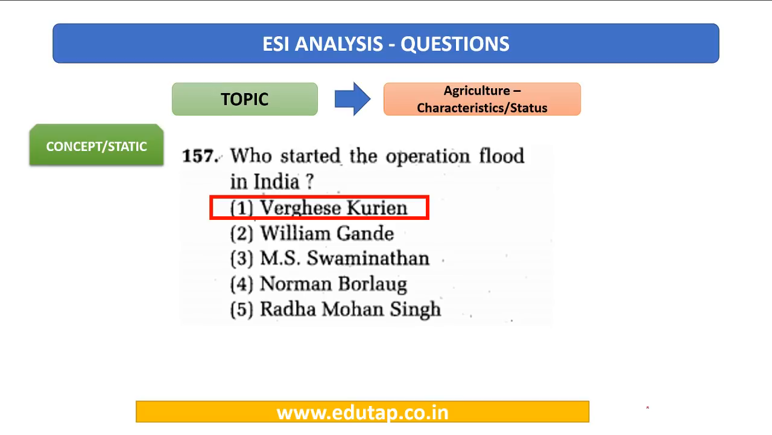Now the next question: who started Operation Flood in India? The answer is Verghese Kurian, and this particular question can be linked to agriculture, characteristics and status. Again, this is a question that tests a very basic understanding, a very basic milestone or piece of information that you have regarding agriculture in India.